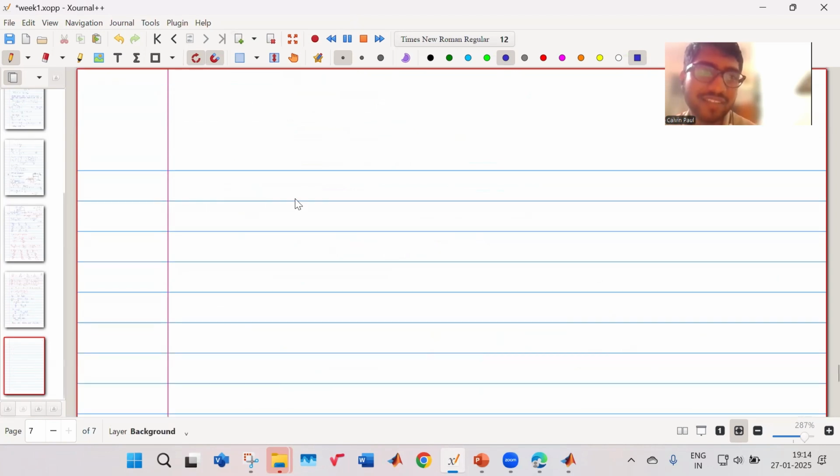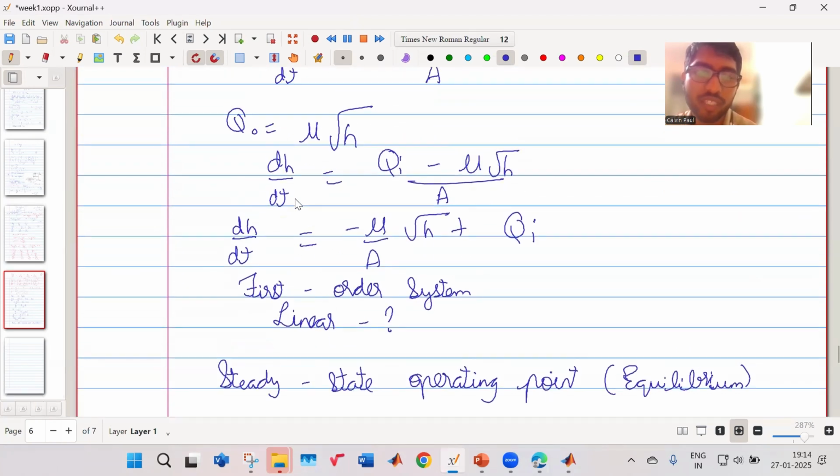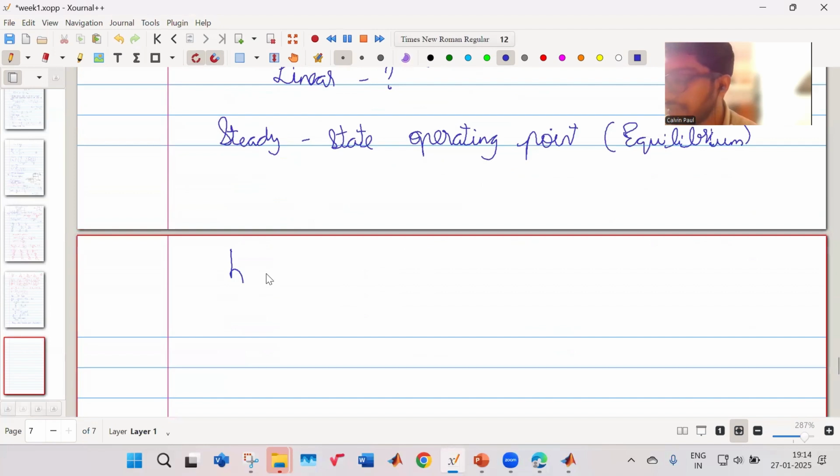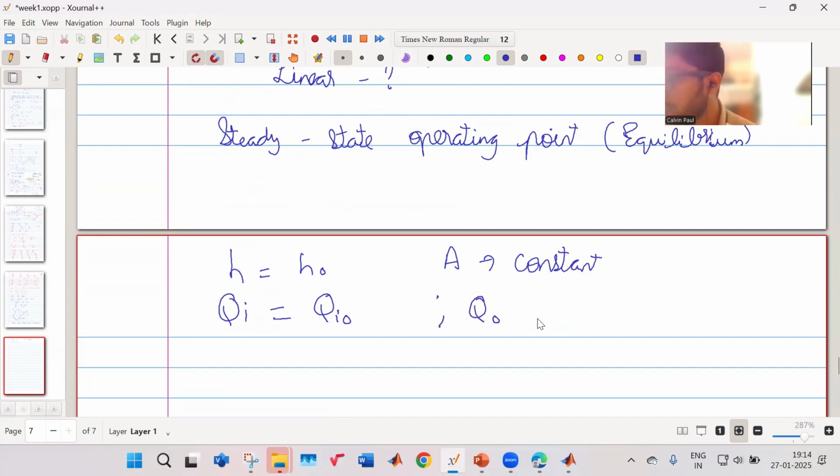That's something else. So what is assumed is the height has reached a steady state operating point h naught. The area remains the same. Area is constant, so you don't have to worry about it. The qi has reached some value qi 0, and q out has reached the value q out 0. This is the steady state operating point. So is qi 0 equal to q out 0, or is it not equal?